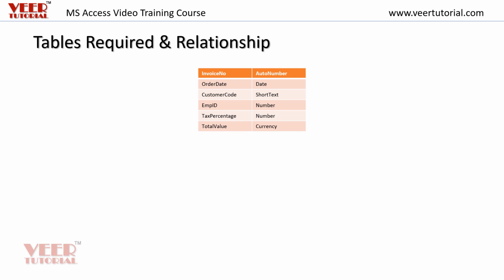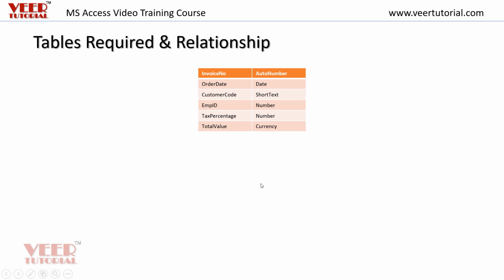So the first table would be the invoice table, in which we need invoice number, invoice or order date, customer code, employee ID, tax percentage, and the total value of the invoice. The data types I have already assigned here. So the invoice number would be auto number, then date and time for the order date, short text for the customer code, number for employee ID and tax percentage, and currency for the total value of the invoice.